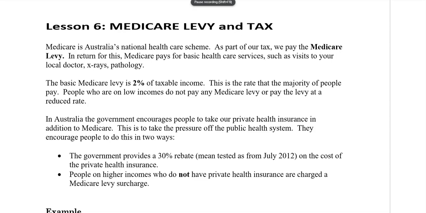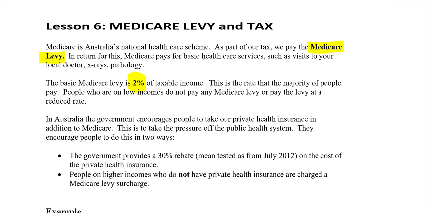So Year 8, today we're going to talk about Medicare levy and tax. Medicare is Australia's national health care scheme. As part of our tax, we pay the Medicare levy. In return for this, Medicare pays for basic health services such as visits to the local doctor, x-rays and pathology. The Medicare levy is 2% of a person's taxable income.